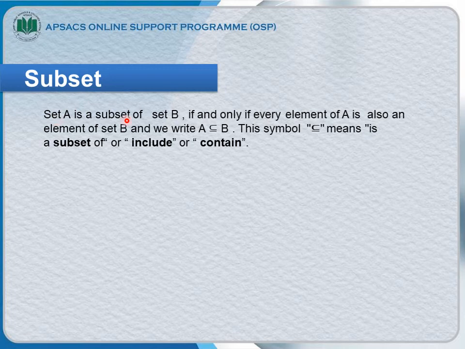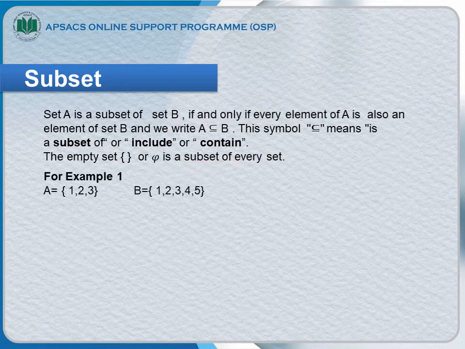Set A is a subset of set B if and only if every element of set A is also an element of set B, and we write A is a subset of B. This symbol means is a subset of, or include, or contain. Let's take an example. We have one more thing: the empty set, or phi, is a subset of every set.